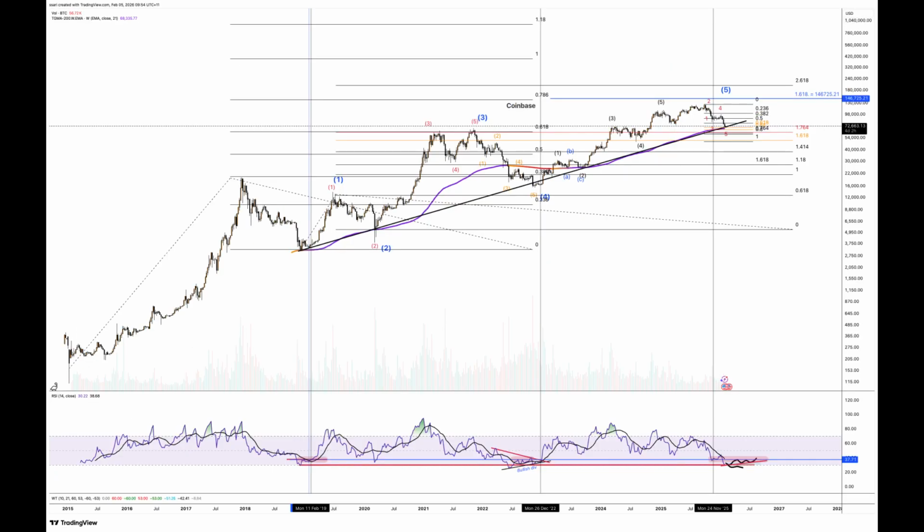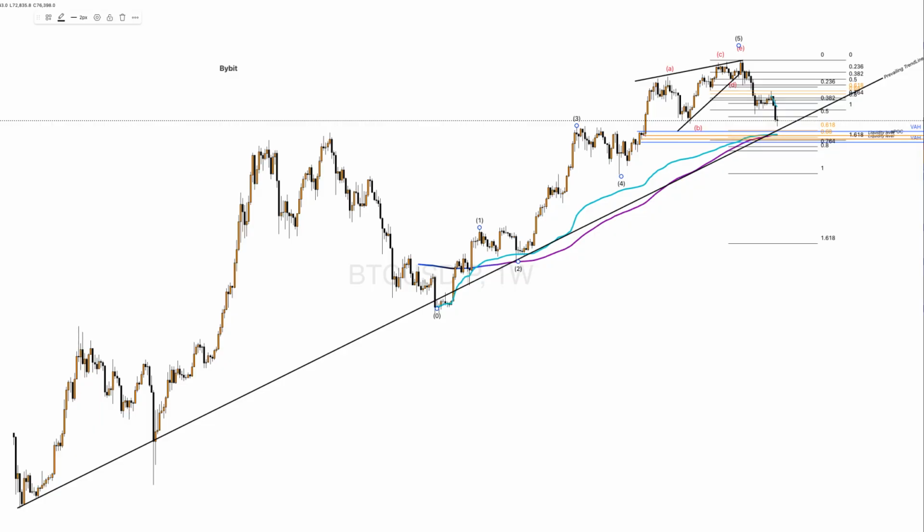Now, the chart you're looking at here is Coinbase. It's great for macro context. But when it comes to finding cleaner entries and more precise price action, we're going to switch over to Bybit. Bybit tends to line up better for confluence, especially when we start refining the setup. All right, let's get into it.